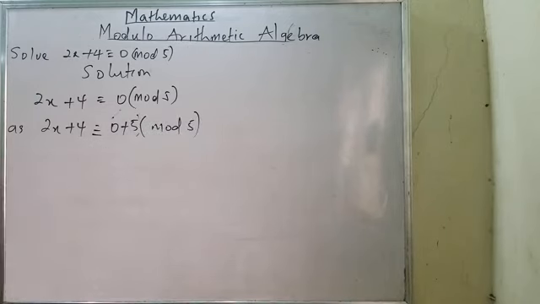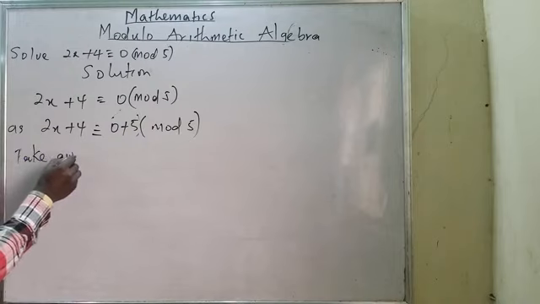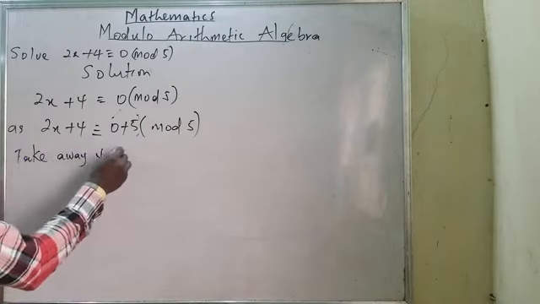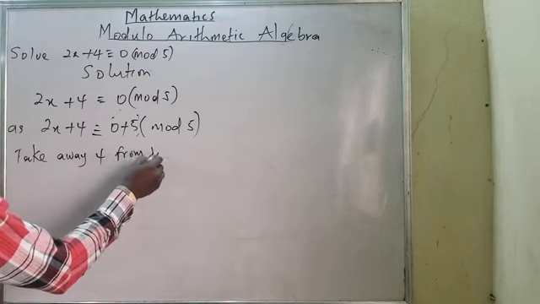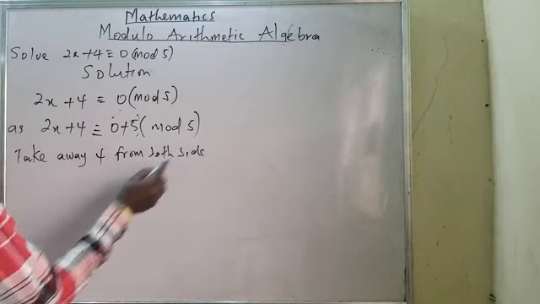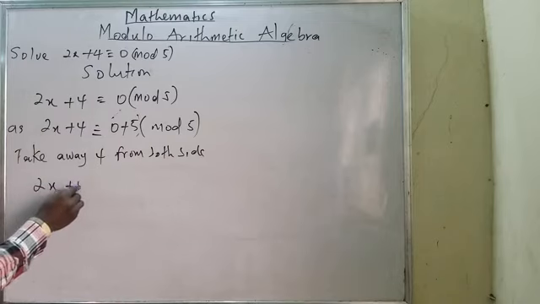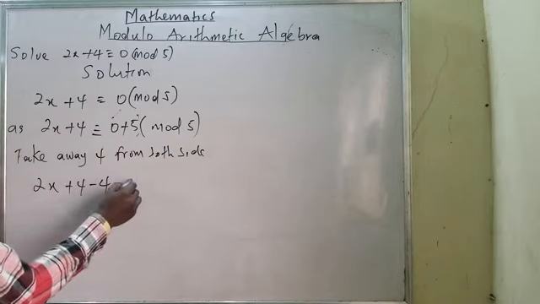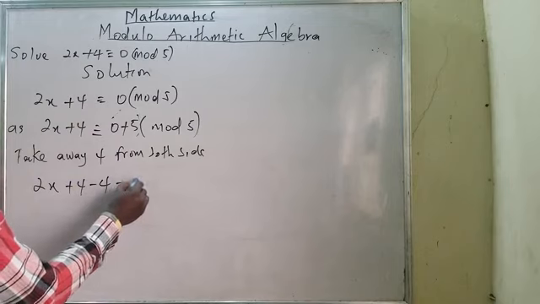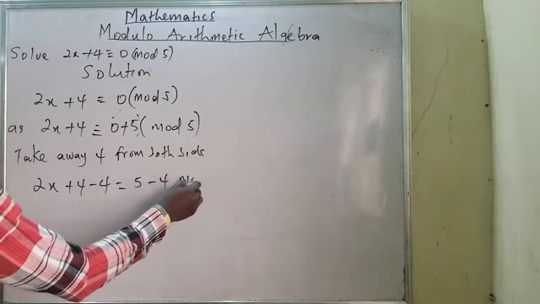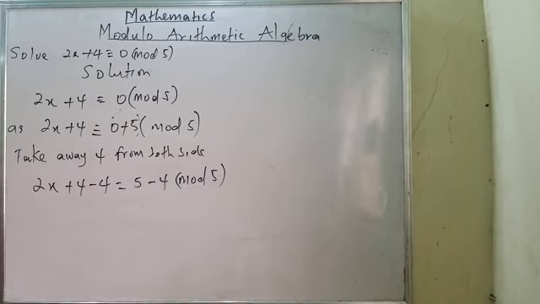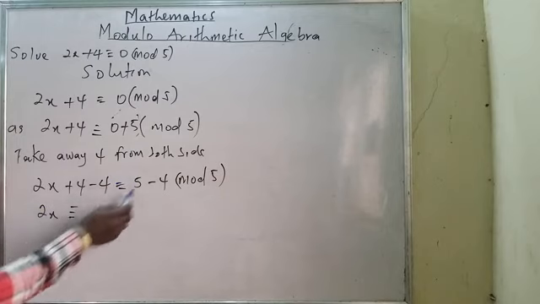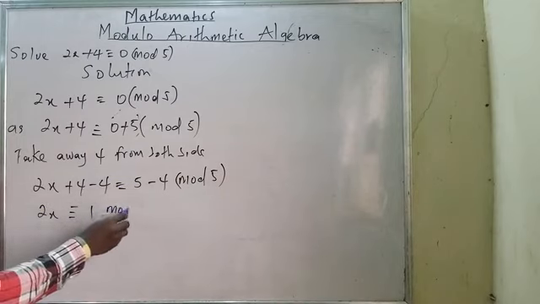Mod 5, which I have this. Now, since I have that, take away 4 from both sides. Now, it means 2x plus 4 minus 4 equals 5 minus 4 mod 5. This will become 2x equivalent to 1 mod 5.